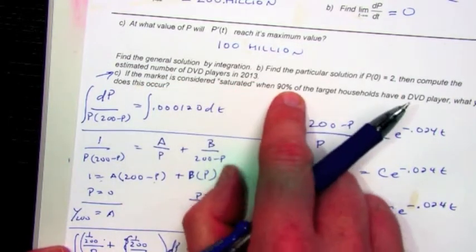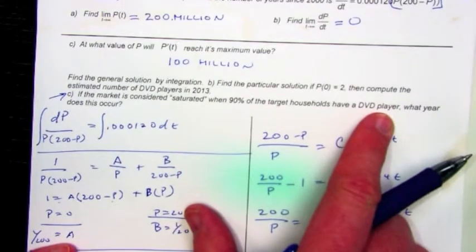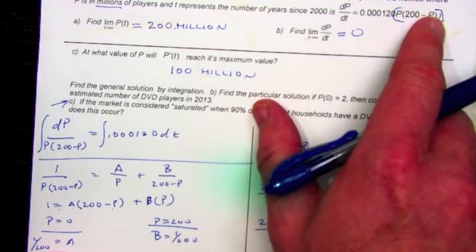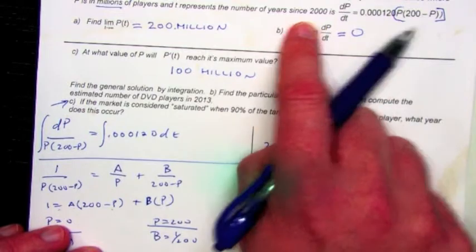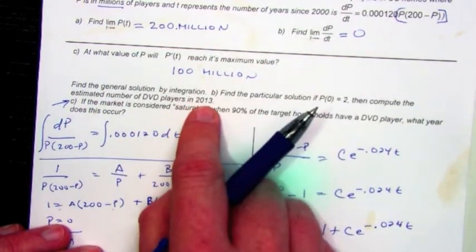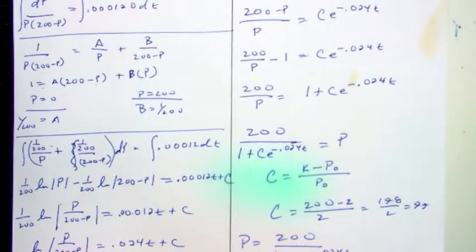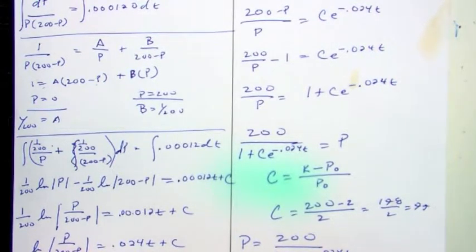The last thing we have to do is, if the market is saturated with 90% of the households having a DVD player, when does this occur? Oh, we didn't do when it's 2013. I'm sorry. So if you look here, it's number of years since 2000. So how many will there be in 2013 was the question. So we have to plug in 13. So P of 13 is going to be 200 over 1 plus 99 e to the negative 0.024 times 13.